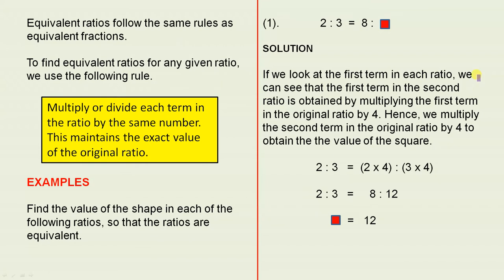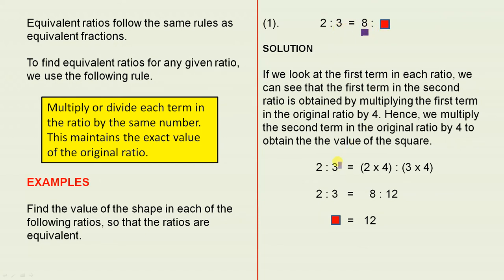If we look at the first term in each ratio, that is the 2 and the 8, we can see that the first term in the second ratio is obtained by multiplying the first term in the original ratio by 4. What that's saying is we get the 8 by going 2 times 4, so that 2 is multiplied by 4. Hence, we multiply the second term in the original ratio by 4 to obtain the value of the square. So if we multiply that term there by 4, that should give us the value of the square.